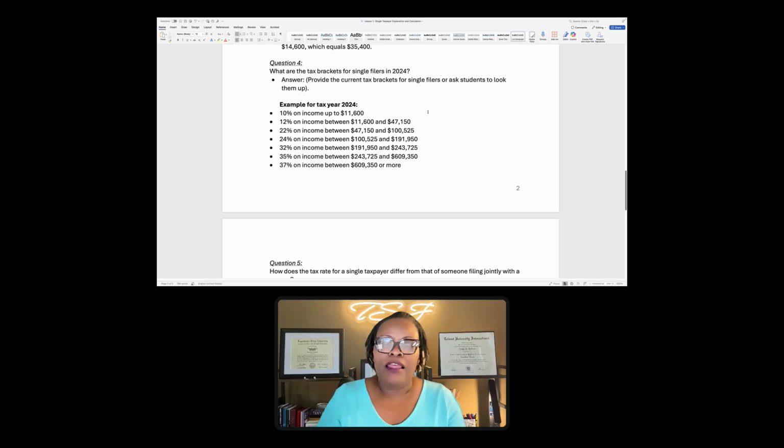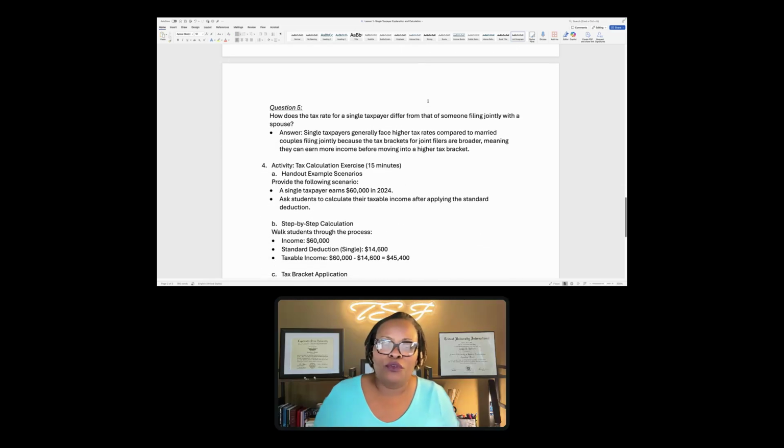Then we have the 22% tax bracket, which would apply to income of $47,150 up to $100,525. Okay. And so on and so forth, as you see here.